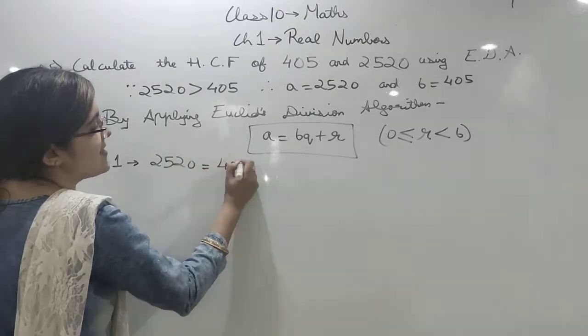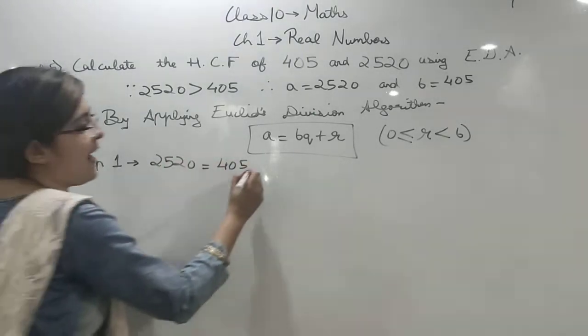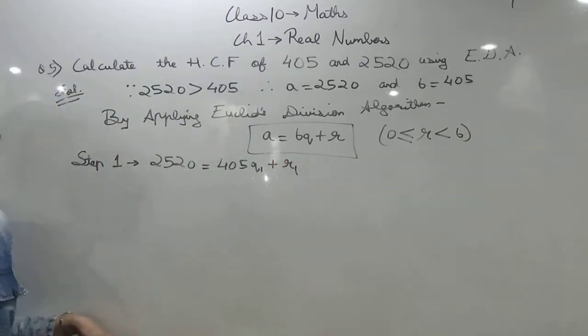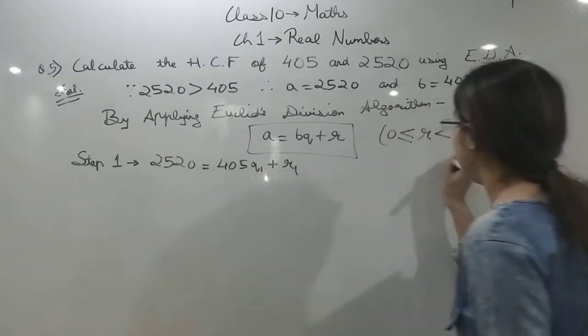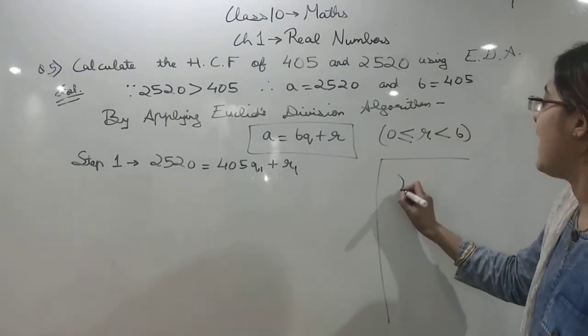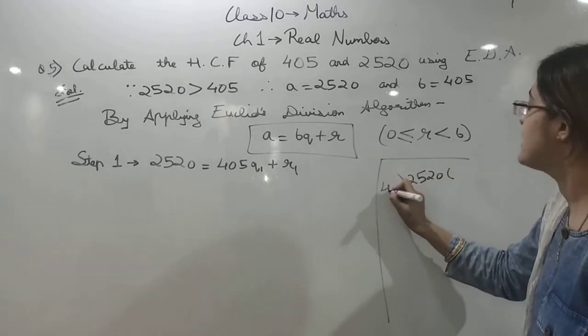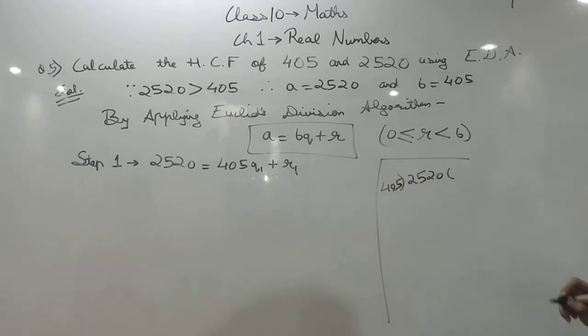Value of B, and since it is step 1, what will we write? Q1 plus R1. Okay, now what will we do? We will divide here. We will divide 2520 by 405. Okay, divide it.